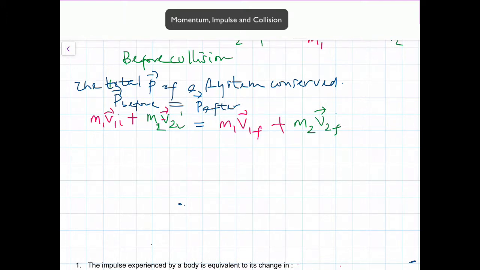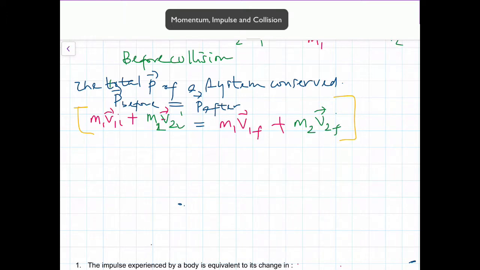In a given system, and we're going to see examples in a moment, the conservation of momentum states that momentum in a system is conserved. So if you have billiards or cars colliding, before collision and after collision you have the same amount of momentum.